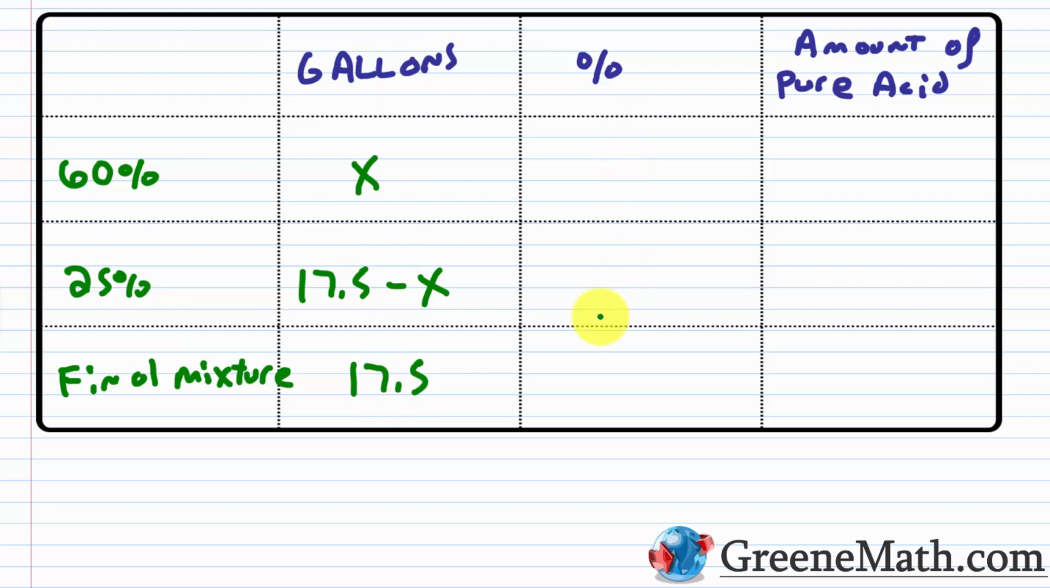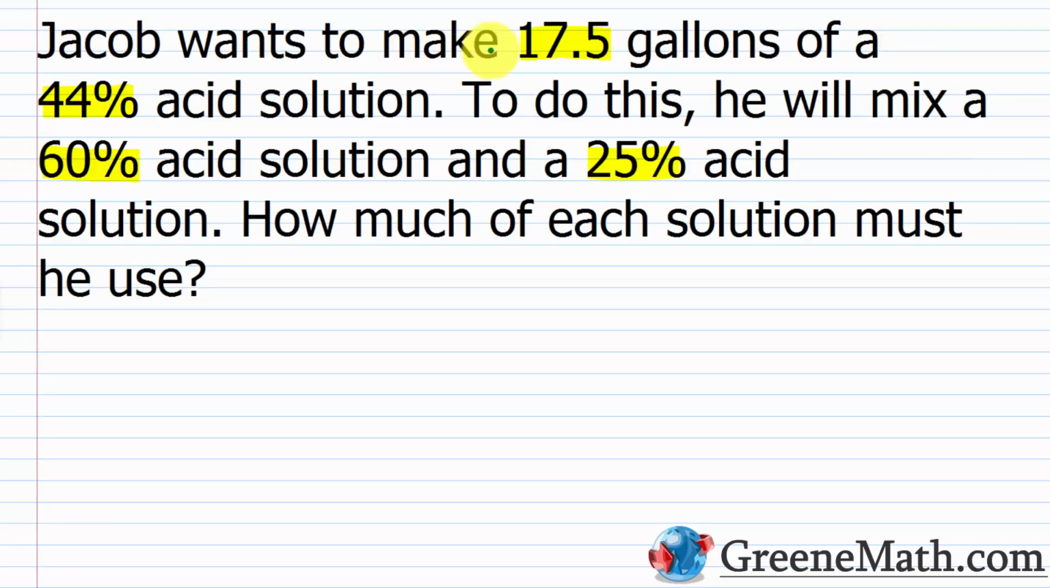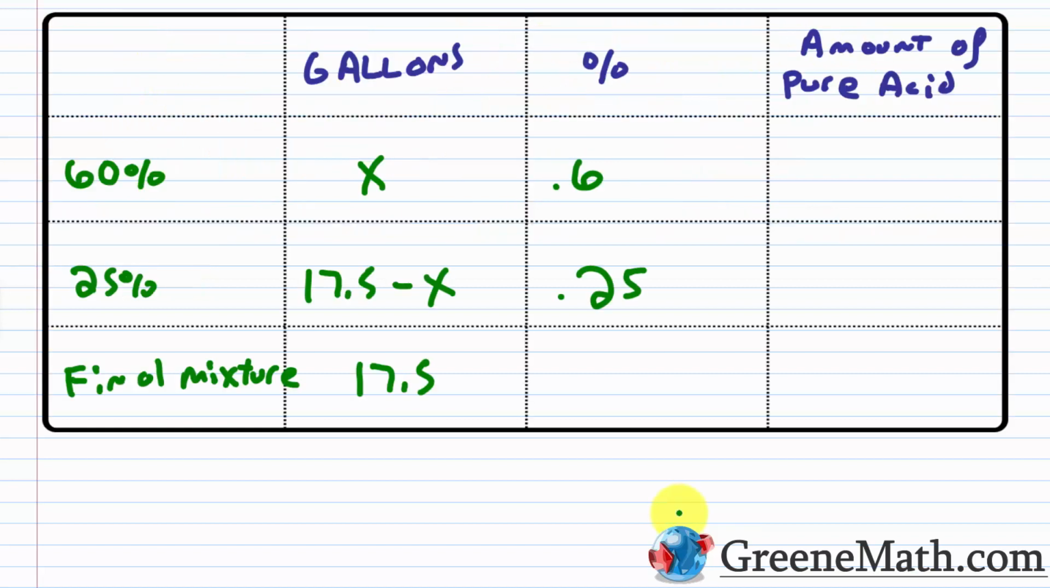So we have the number of gallons modeled for each. The percentage is very easy because it's off to the left. So this one right here is going to be 0.6 as a decimal, that's 60%, and this one right here would be 0.25 as a decimal, that's 25%. The final mixture, we are told, is 44%. Jacob wants to make 17.5 gallons of a 44% acid solution. As a decimal, 44% is 0.44.